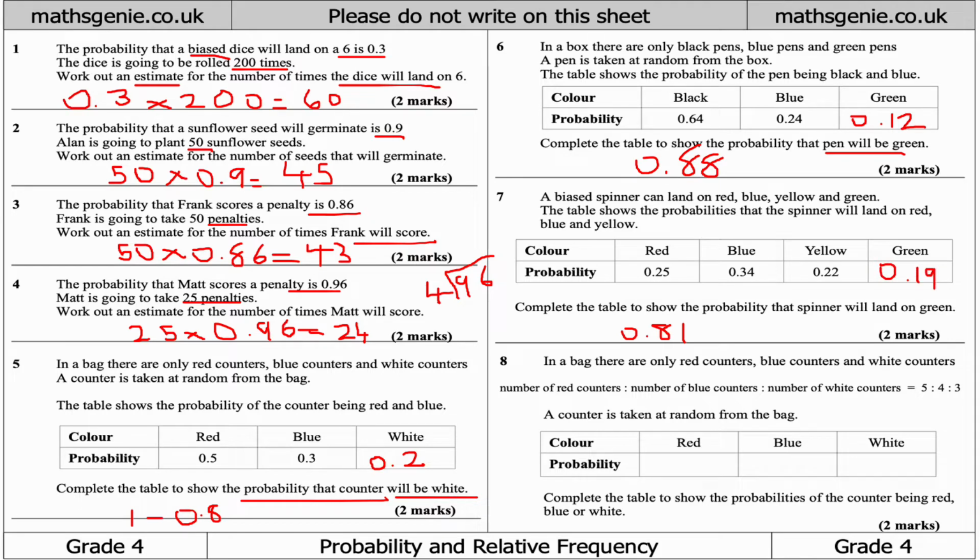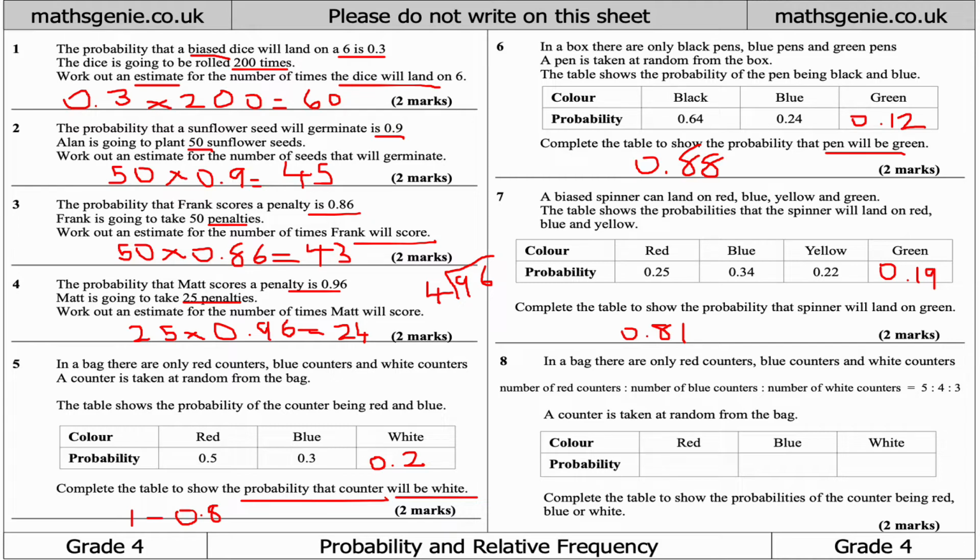Okay, this is question number 8, guys. In a bag there are only red counters, blue counters and white counters. The ratio of red counters to blue counters to white counters is 5 to 4 to 3. A counter is taken at random from the bag. Complete the table to show the probabilities of the counters being red, blue or white. Okay, so this is looking at ratios.